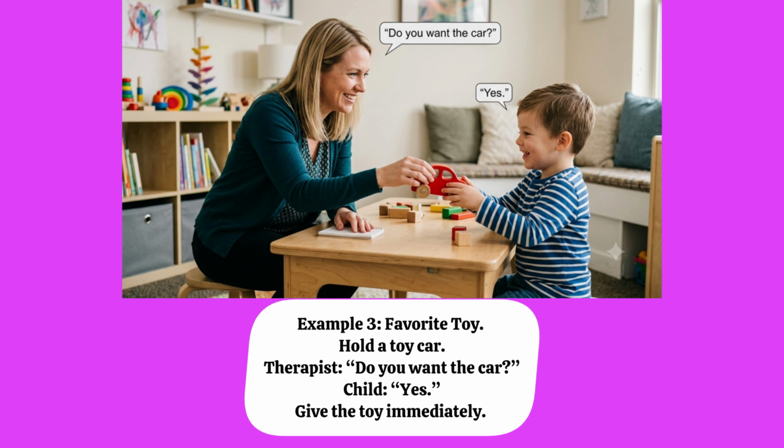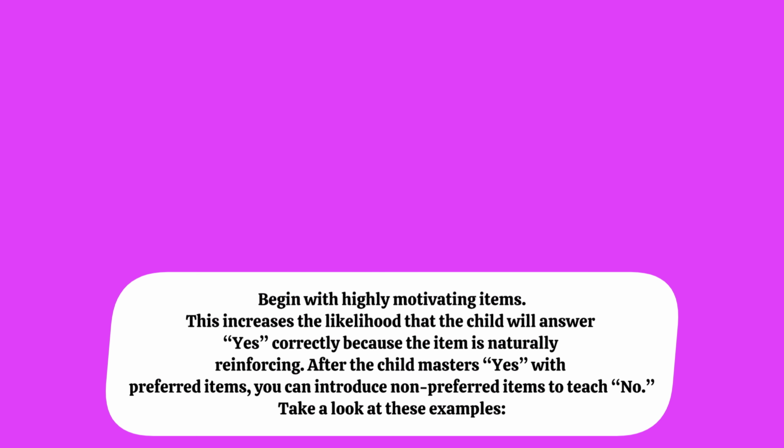Example 3. Favorite toy. Hold a toy car. Therapist: Do you want the car? Child: Yes. Give the toy immediately. Begin with highly motivating items. This increases the likelihood that the child will answer yes correctly because the item is naturally reinforcing. After the child masters yes with preferred items, you can introduce non-preferred items to teach no. Take a look at these examples.